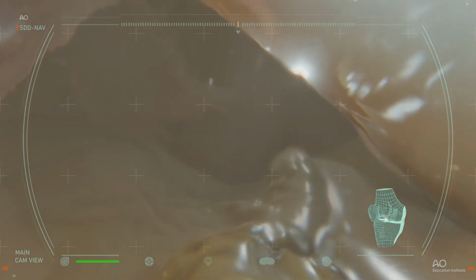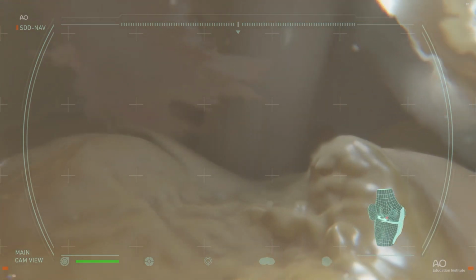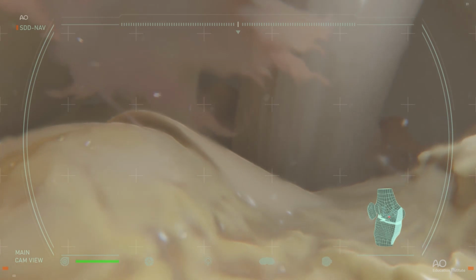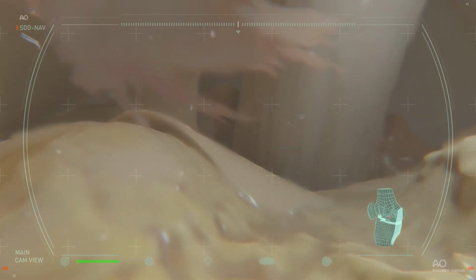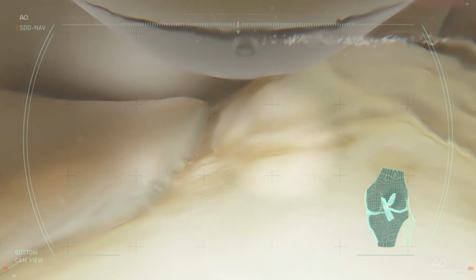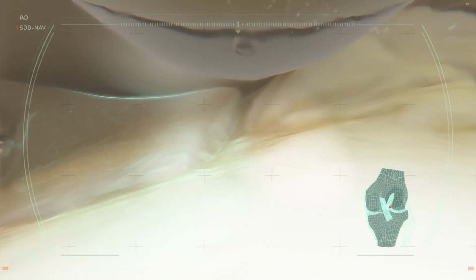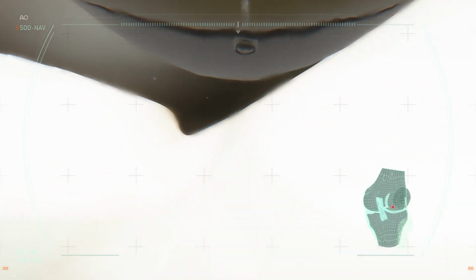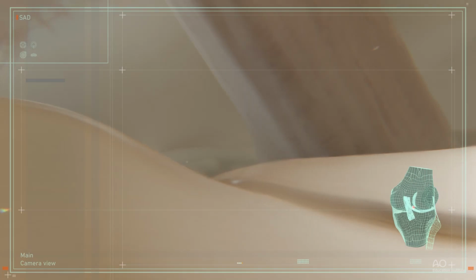Approaching the intercondylar eminence. Lateral intercondylar tubercle. Posterior cruciate ligament. Anterior horn of the lateral meniscus. Anatomical scan.